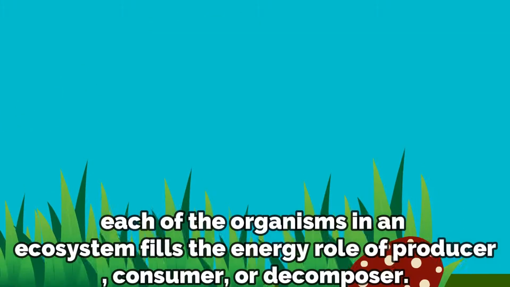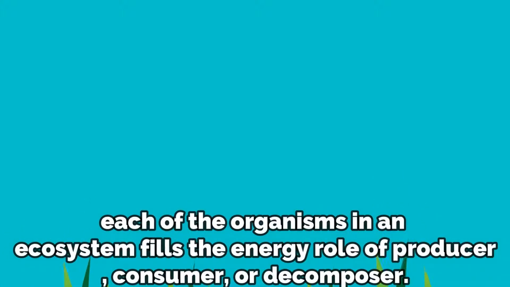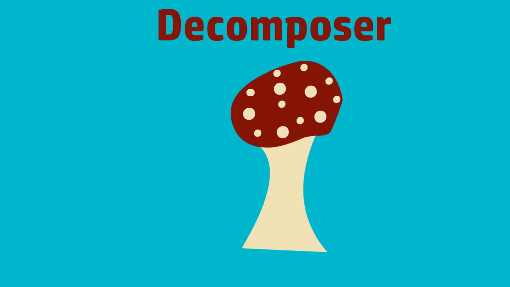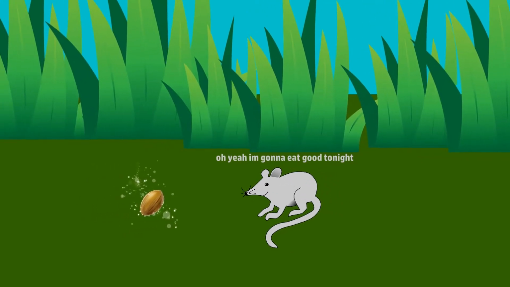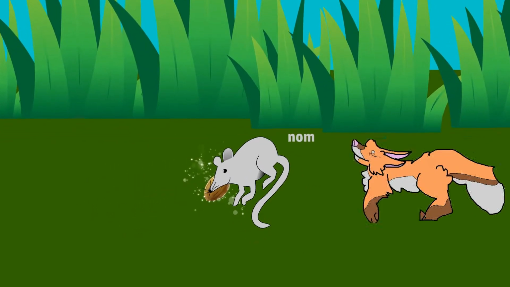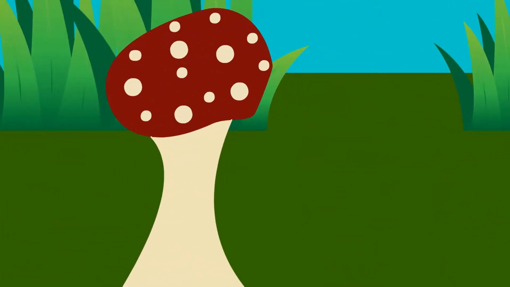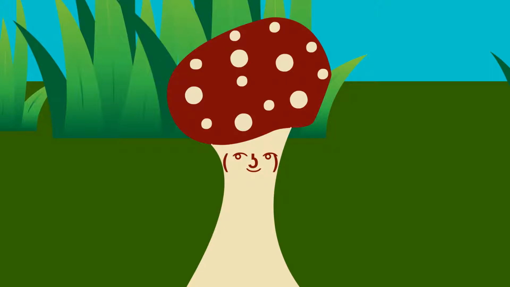Energy roles. Each of the organisms in an ecosystem fills the energy role of producer, consumer, or decomposer. An organism that obtains energy by feeding on other organisms is a consumer. Decomposers break down waste and dead organisms and return the raw materials to the ecosystem.